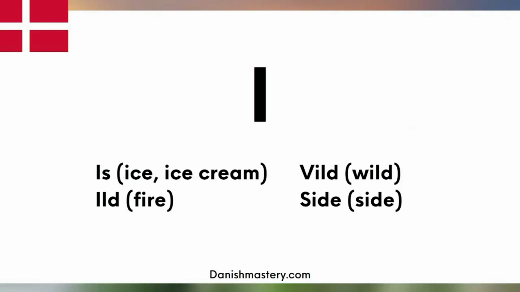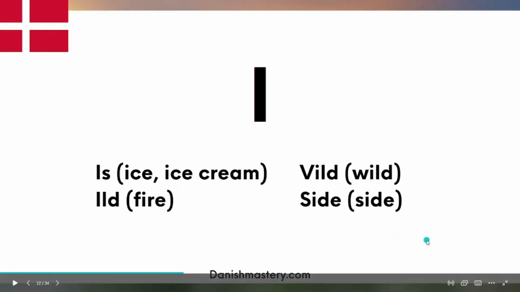I. That's how we say it. Is, il. And I just realized that's kind of confusing when you have big I and then small L, but yeah, small L. Il, vil, side. Could almost make a sentence here. The wild side. And the ice cream on fire, kind of. Whatever.